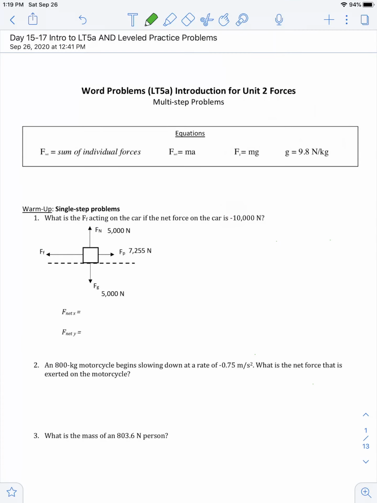All right, friends, I'm going to go through the introduction to LT5A. If you need to, go to Google Classroom and download this PDF. LT5A is word problems. We're doing math, calculations. So a couple equations for you.